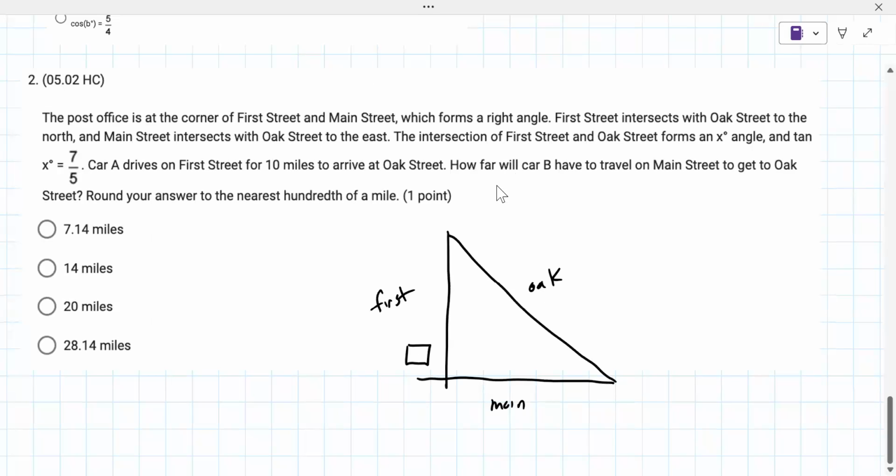The intersection of First and Oak forms an X degree angle, and the tangent of X is 7/5. That means this is 7 and this is 5, like that. But that's just the ratio. So it says car A drives on First for 10 miles to arrive at Oak Street. How far will car B have to travel on Main Street to get to Oak Street? Okay, I know this is really confusing.